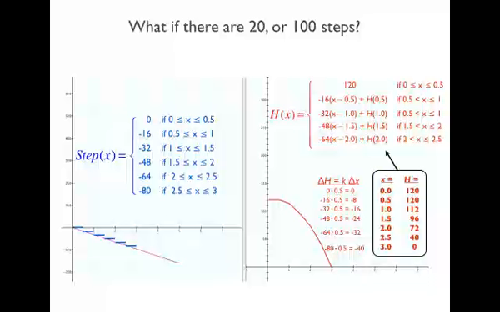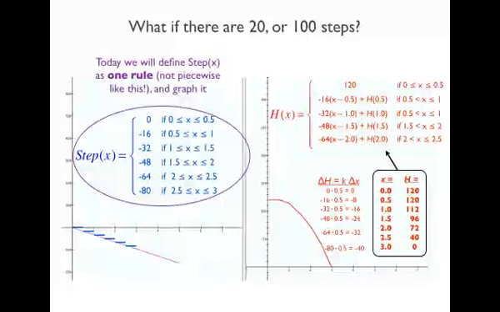Step function was close. So let's just even go with 20. What will our step function look like? Really long. 20 rows. And what will our HX function look like? 20 rows, okay? But we've been building these tools. We're building all these little pieces so that today we're ready. We're going to be able to define step X as one rule. We've got all the pieces now. We just got to put them together.